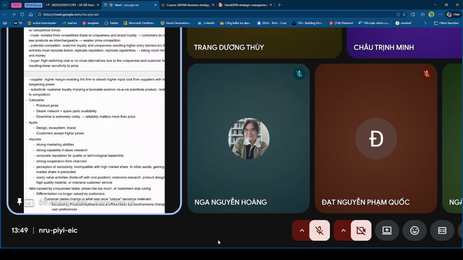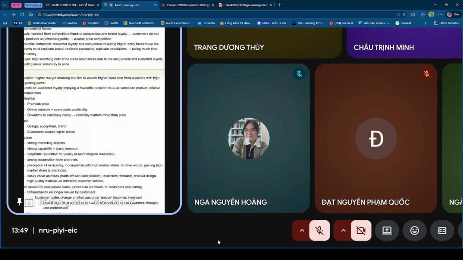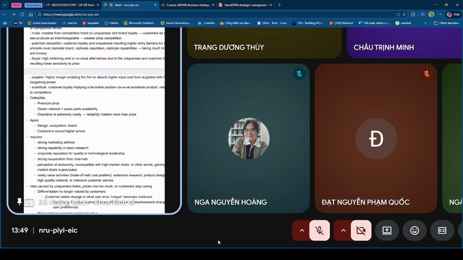And the customer doesn't consider your product and the competitor's product to be interchangeable. And they have more criteria to make decisions besides the price. In other words, the customer will be less sensitive to the price.